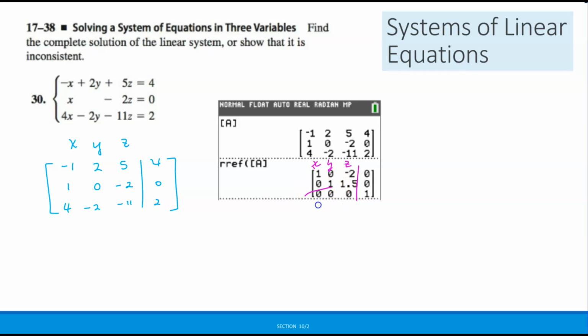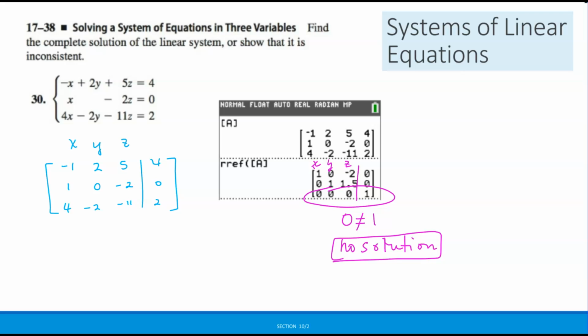We'll concentrate just on this last row. We have 0x plus 0y plus 0z. That's going to be 0. Other side of the equal sign, 1. We know that 0 does not equal 1. Anytime we have a false statement, we say there is no solution. There is not an x, y, z that satisfies all 3 equations at the same time.